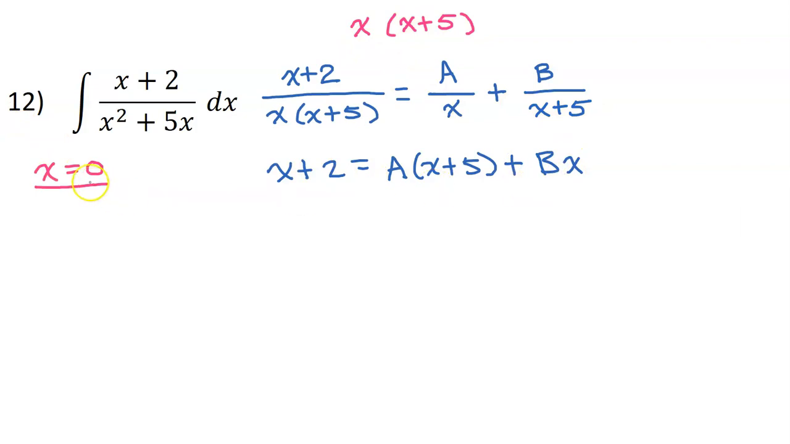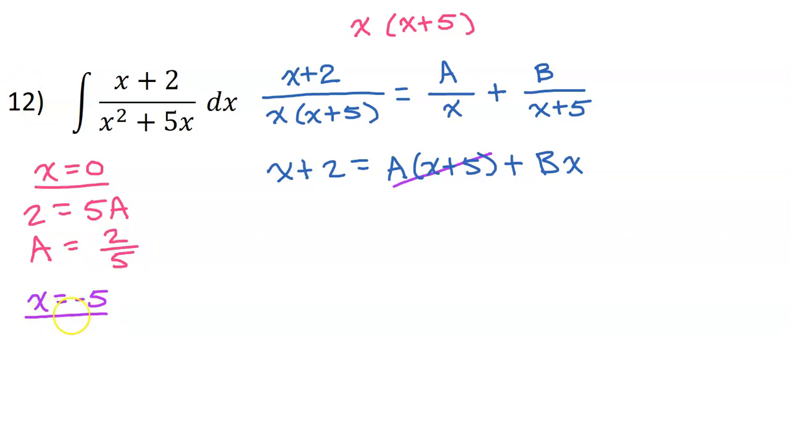If we let x equal 0, the last term disappears. So plugging in 0 for x leaves us with 2 on the left-hand side. So we have 2 equals a times 0 plus 5, which is just 5a. Dividing both sides by 5, a is equal to 2/5.